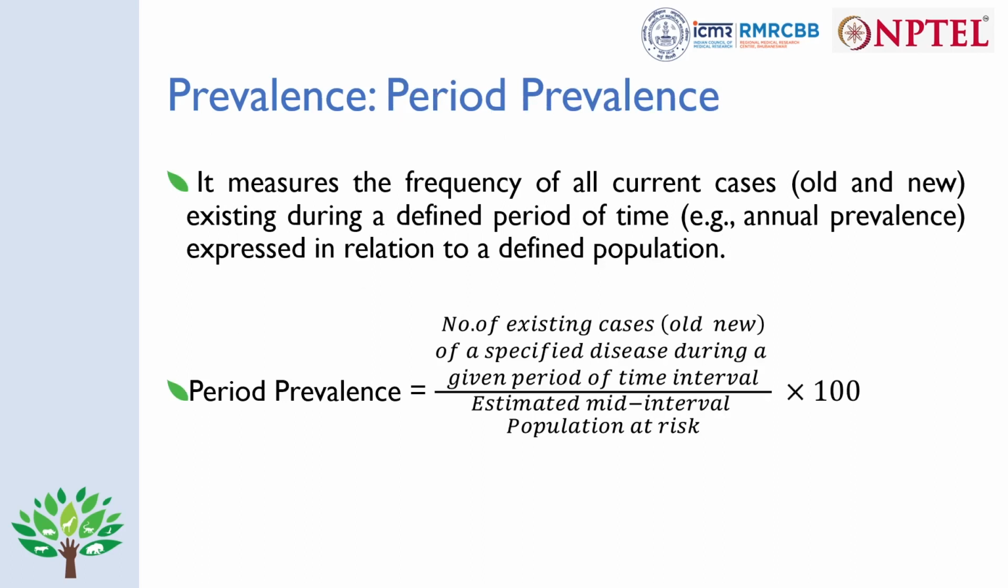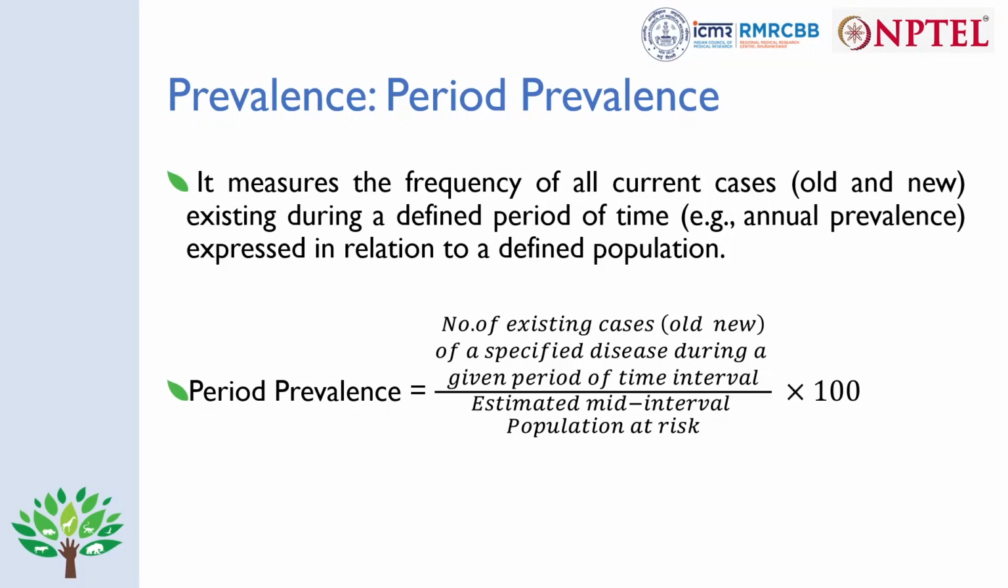At the same time, the period prevalence measures the frequency of all current cases existing during a defined period of time, for example annual prevalence. Suppose 28 asthma cases are reported in 1 year, from January 2021 to December 2021. That will be the annual prevalence, which is a period prevalence, expressed in relation to a defined population. So the period prevalence formula will be the number of existing cases of a specified disease during a given time interval divided by the estimated mid-interval population at risk, into 100.